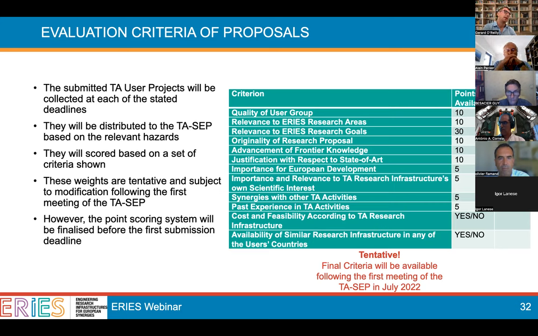This is currently put as a yes-no decision. What this was initially intended to be was that if someone was applying to have access to a laboratory, the panel would also be seeking the opinion of that laboratory or research infrastructure to say, what is your opinion on this actual proposal? Is it something that is feasible? Is it something that is in your interest? Yes or no? Maybe yes or no is a bit too cut and dry.